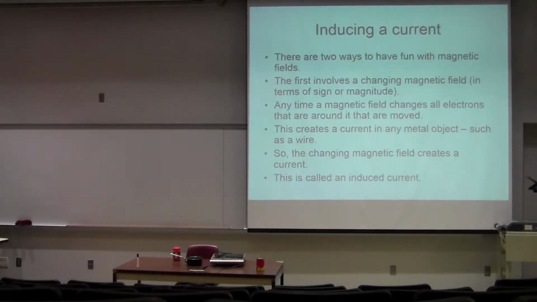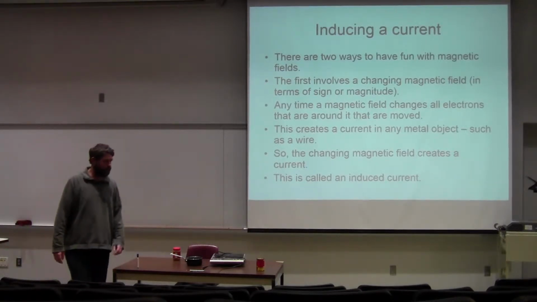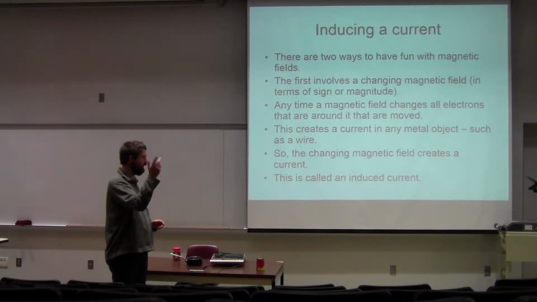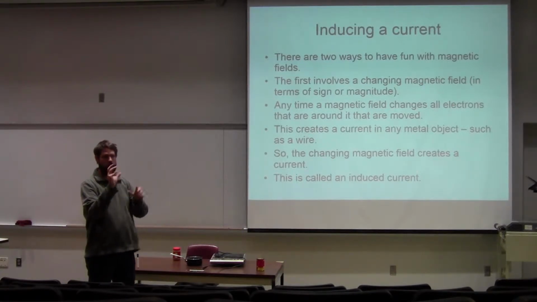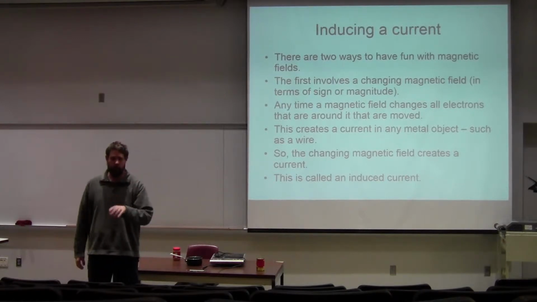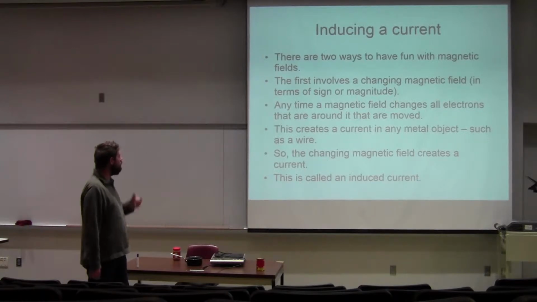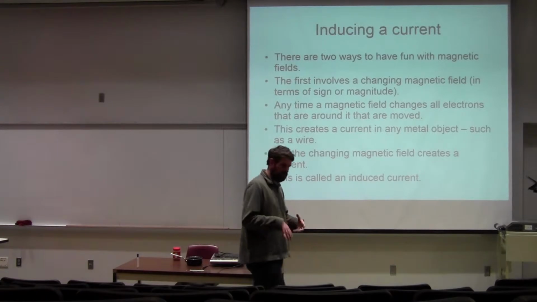All right, so there are some ways to have fun with magnetic fields. The first involves changing a magnetic field in terms of magnitude, like we did here. The other involves spinning a wire in a magnetic field. So you keep the object steady and change the magnetic field, or you can keep the magnetic field steady and rotate your object. If you have a magnetic field that changes, magnetic fields are force barriers to charged particles.